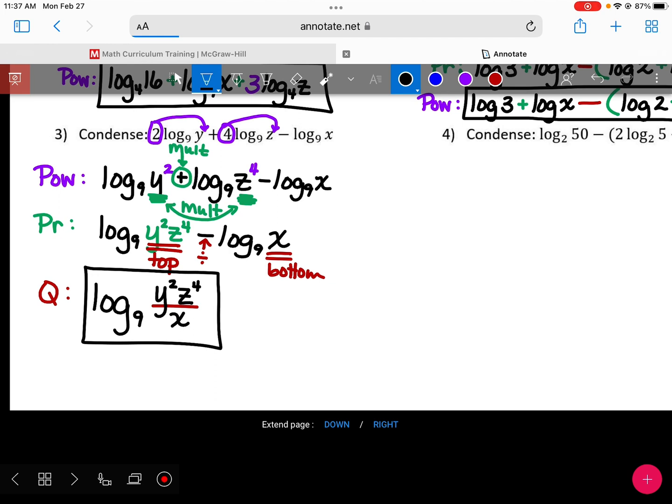I want you guys to take a minute and do number 4 on your own. So I want you to condense it like we did in number 3. When there's division between them, that division becomes subtraction. It's going to be log of whatever's on top, minus log of whatever's on bottom. Does that make sense? Okay.